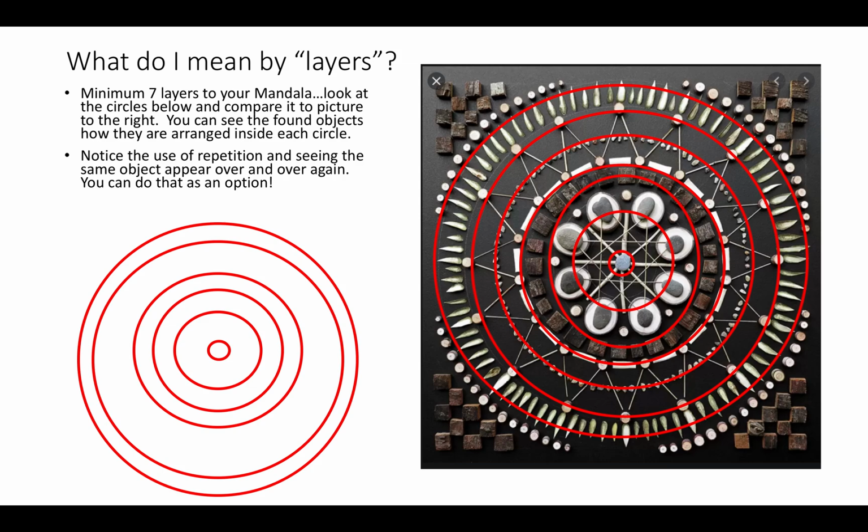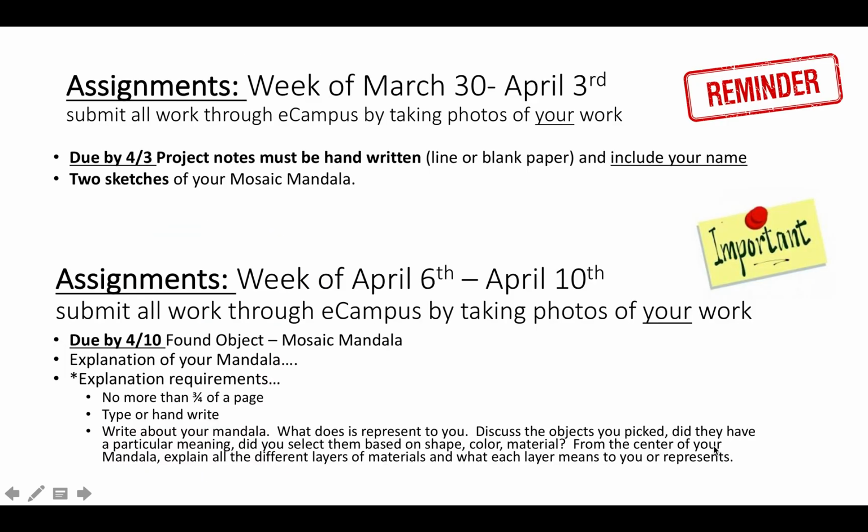What do I mean by layers? That's that concept of the concentric circle that I was talking about, where you see a circle within a circle within a circle. So within each of your circles, you should see somewhat of a consistency in the types of objects that you're using, where you see it happening over and over and over again. Maybe you do some sort of pattern within two of your circles. I'm going to let you guys decide how that's going to, again, take place.